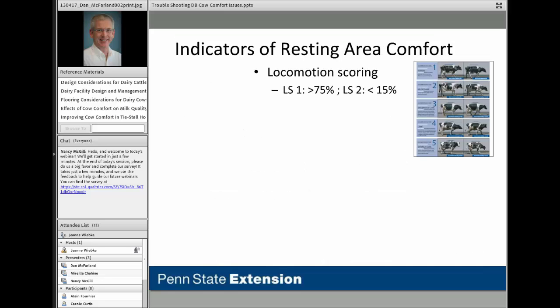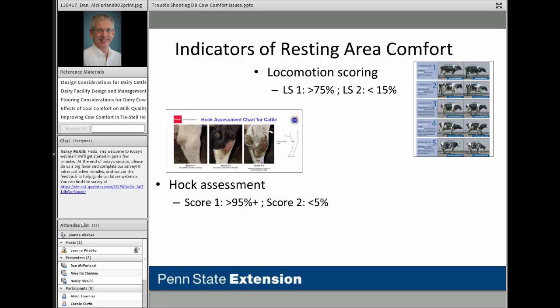Some indicators of resting area comfort are locomotion scoring. Locomotion scoring is kind of an issue of whether the cows are standing too much, which may lead or contribute to lameness. We'd like to see lameness scores of 1, where when she's standing, her backbone is level. When she's walking, her backbone is also level, greater than 75% of the herd. And then a lameness score of 2, where when they're standing, the backbone is level. When they're walking, it's slightly arched, less than 15%. So we'd like to see all the herd no worse than that score of 1 or 2.